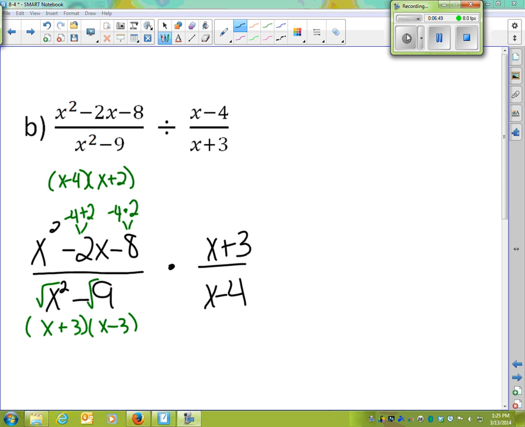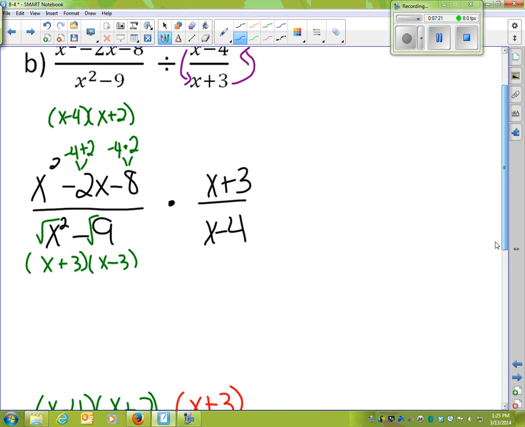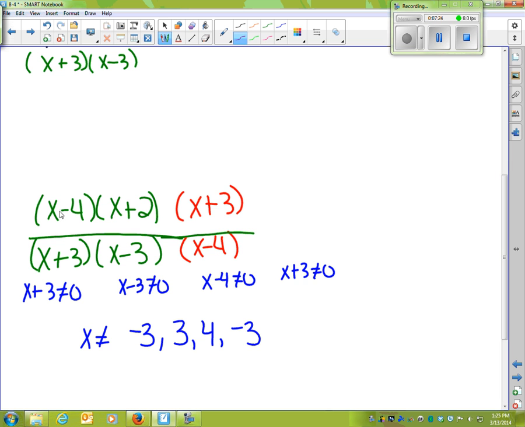Hopefully that problem went pretty well for you. I'm going to walk you through the steps that I took. I took the second fraction and multiplied by the reciprocal. X plus 3 went up, and x minus 4 came down. I factored. The trinomial went into negative 4 times 2, negative 4 plus 2, so it was x minus 4 times x plus 2. The bottom one was a difference of squares, so I got x plus 3 times x minus 3. Putting those together, this was my numerator, denominator, second fraction. I set up my restrictions.